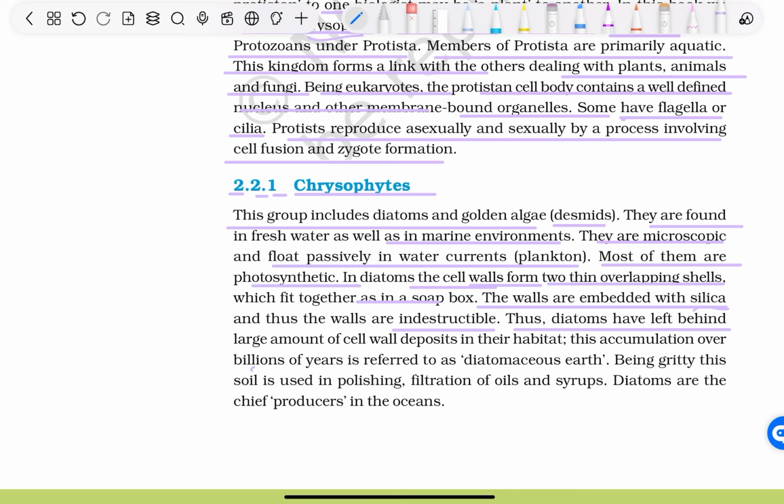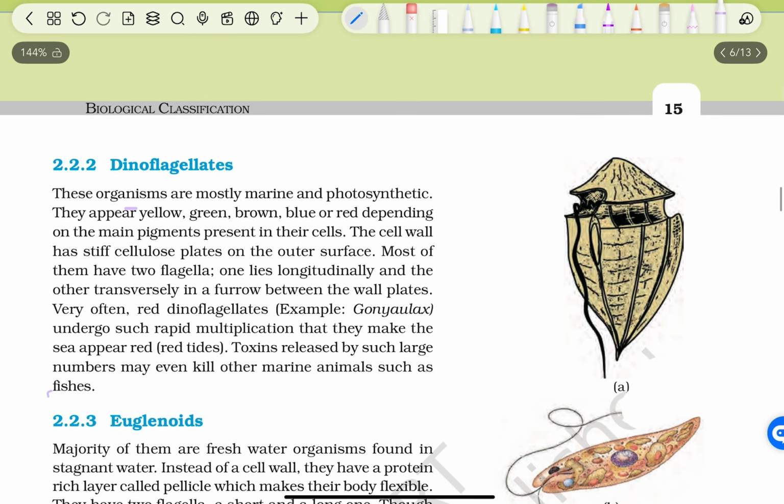Thus, diatoms have left behind a large amount of cell wall deposits in their habitat. This accumulation over billions of years is referred to as diatomaceous earth. Being gritty, this soil is used in polishing and filtration of oils and syrups. Diatoms are the chief producers in the oceans.